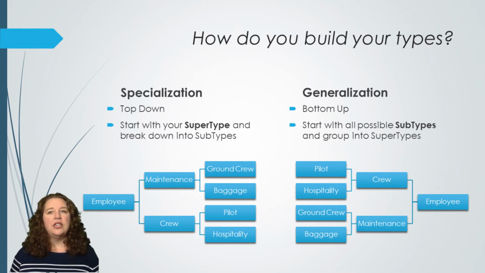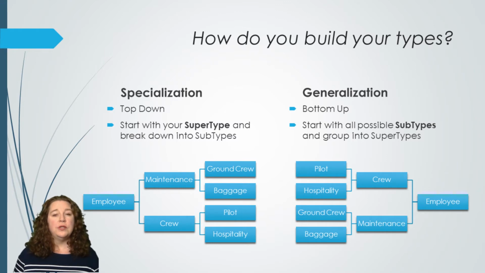The other option is generalization, where we are going to generalize our employee types as we move up. So we start with all of the possible subtypes we can come up with. Give me every single description of a job that somebody does. So all of the different types of jobs that you can have: admin assistant 1, admin assistant 2, faculty, adjunct faculty, volunteer, whatever all those are. And then generalize them into groups. So we could take the pilot and hospitality and move that up to crew. We could take the ground crew and the baggage and call those under maintenance. Then we finally get to the super type after we've generalized crew and maintenance all the way up to employee.